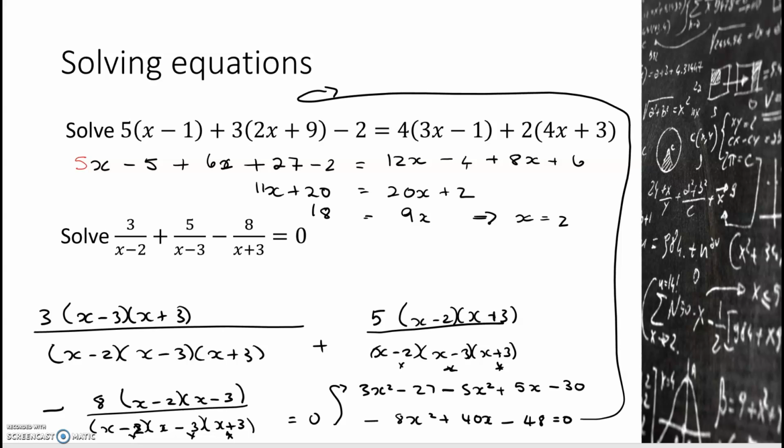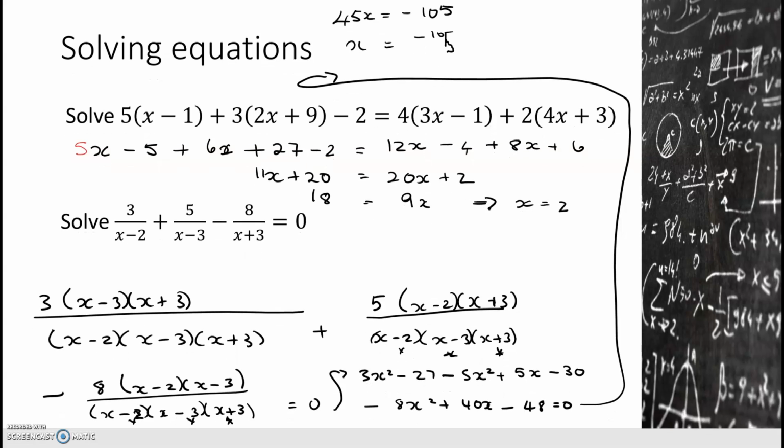So a lot of that cancels out and you get rid of all your x squared terms, which is nice because we haven't done those yet. So we end up with 45x equals negative 105, and x is going to be negative 105 over 45. Sorry, I touched something then. And that equals negative 7 over 3, or however you want to write it, maybe negative 2 1/3.